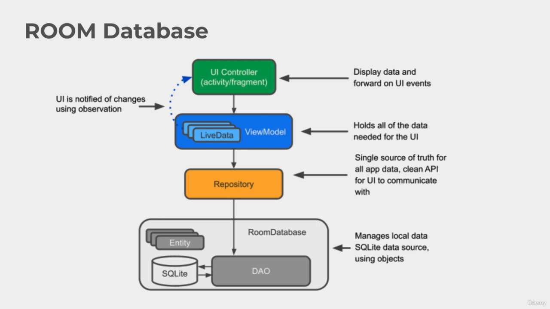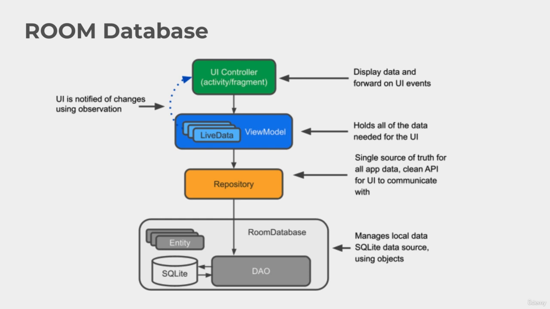So this layer here, our Room database layer, is where the management of a local database is created and set up. So we are creating objects that can connect to our database and then expose that information to, in this case, a repository, and then a view model, which we've talked about, which holds all of the data needed for the UI, right? So this is the one place where all the data is. Now, the repository here is seen as the single source of truth for all app data, right?